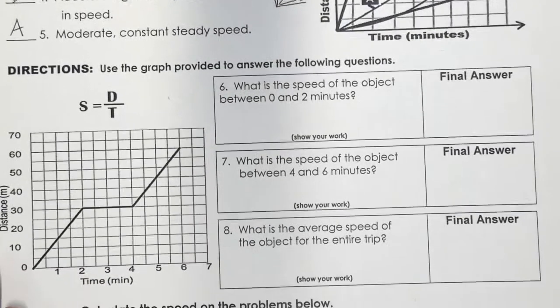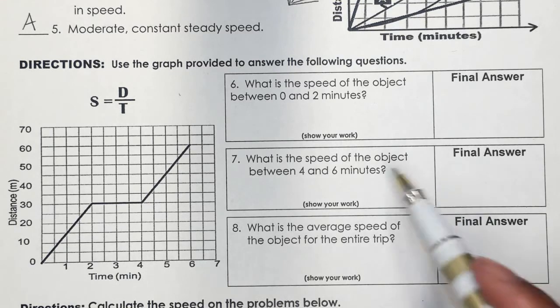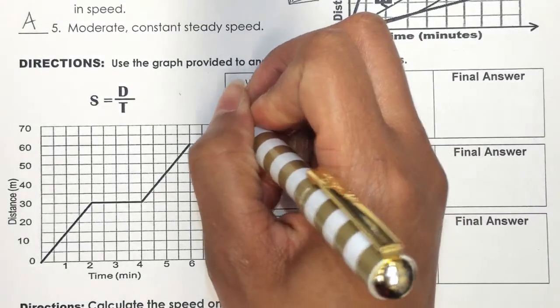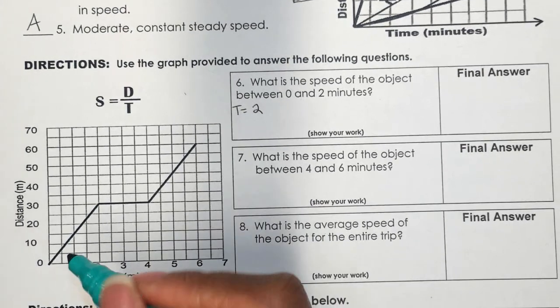The next part of our handout was calculating speed from a graph. The first segment is from 0 to 2 minutes. So I already know that my time is 2, because if I start at 0 and I go to 2, that's only 2 minutes. The next thing that I have to find is my distance. Well, 0 to 2 is right here.